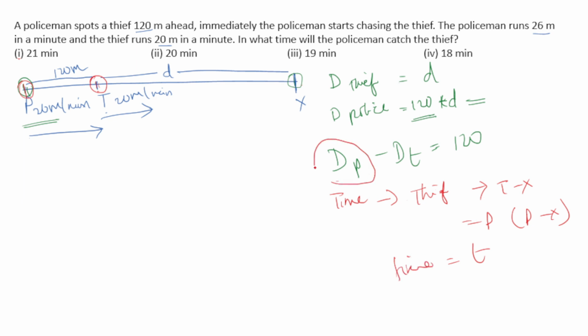So what is the distance traveled by the policeman? Distance is equal to speed into time. The speed of the policeman is 26 meters per minute. Speed into time is 26T, minus the distance traveled by the thief, which is the speed of the thief, 20 meters per minute, into time, is equal to 120. Here 6T is equal to 120. T is equal to 20 minutes. It is the second option.